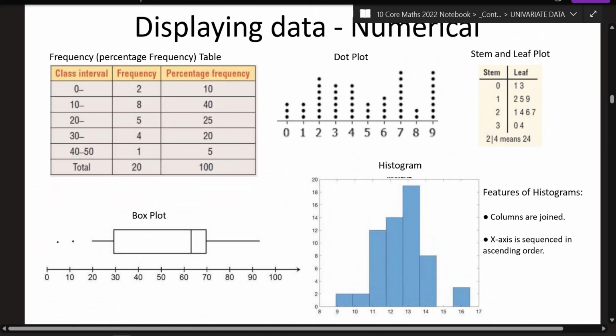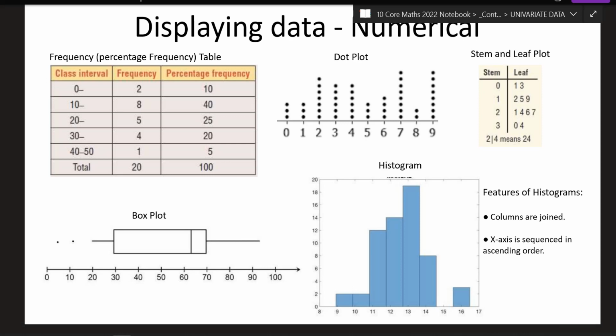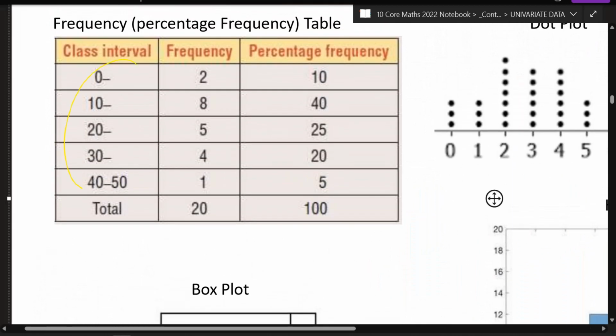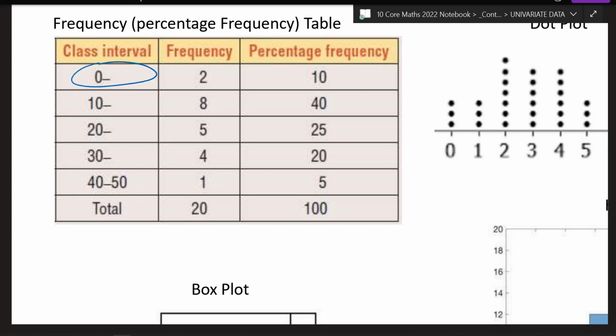So for numerical data, remember there is some overlap with numerical categorical. For numerical data, you can also use a frequency table. Notice, however, with the frequency table of numerical, there are intervals now. So it's not just solid, like apple, banana, orange. With numerical data, because you're working with numbers, there is a range here. So does anyone know what this means? Zero dash, and then that's it. Say again? Yeah, 0 to whatever. But what is that whatever?